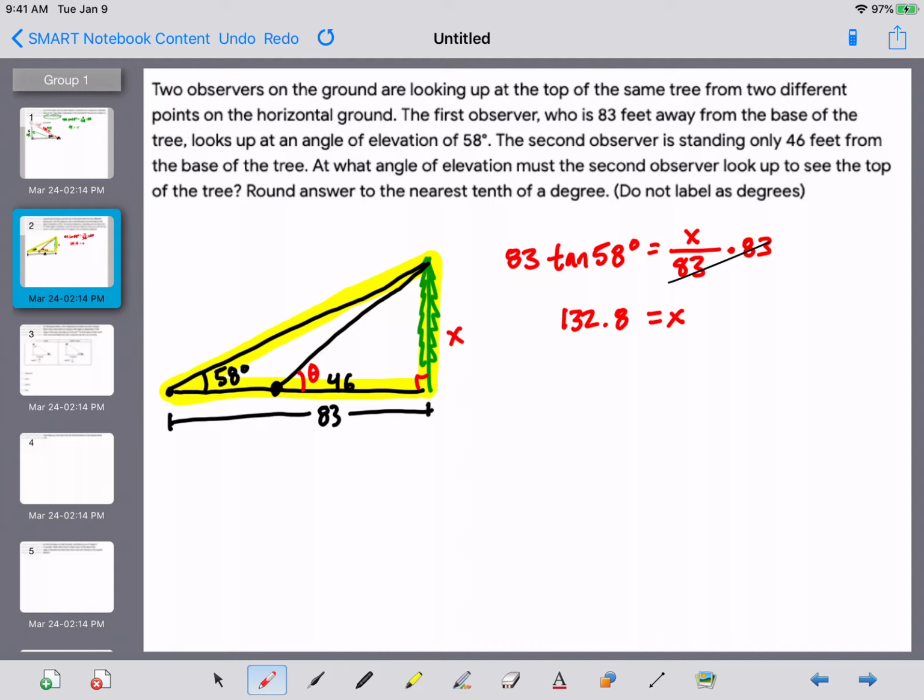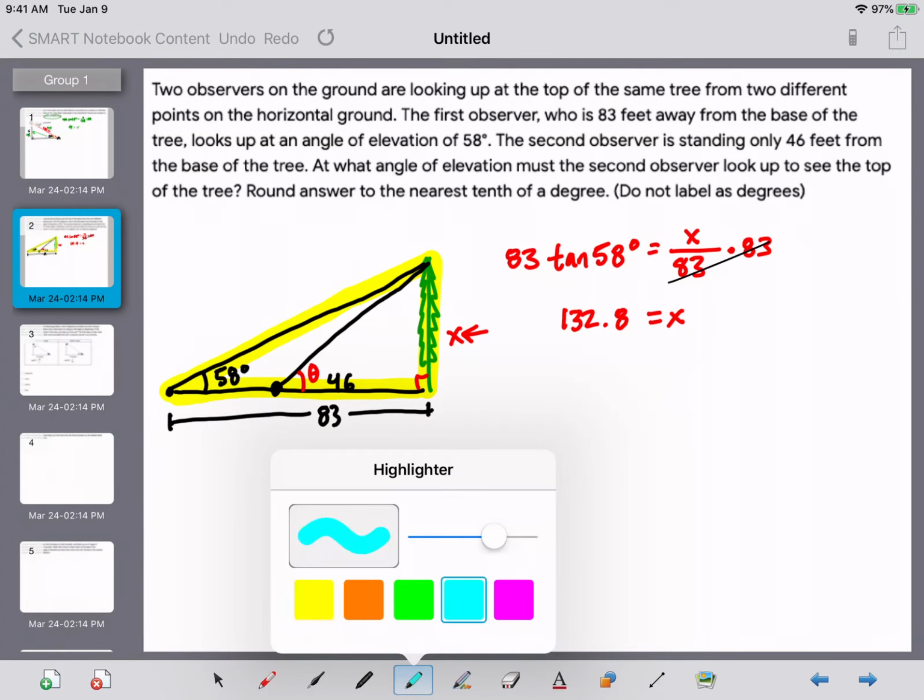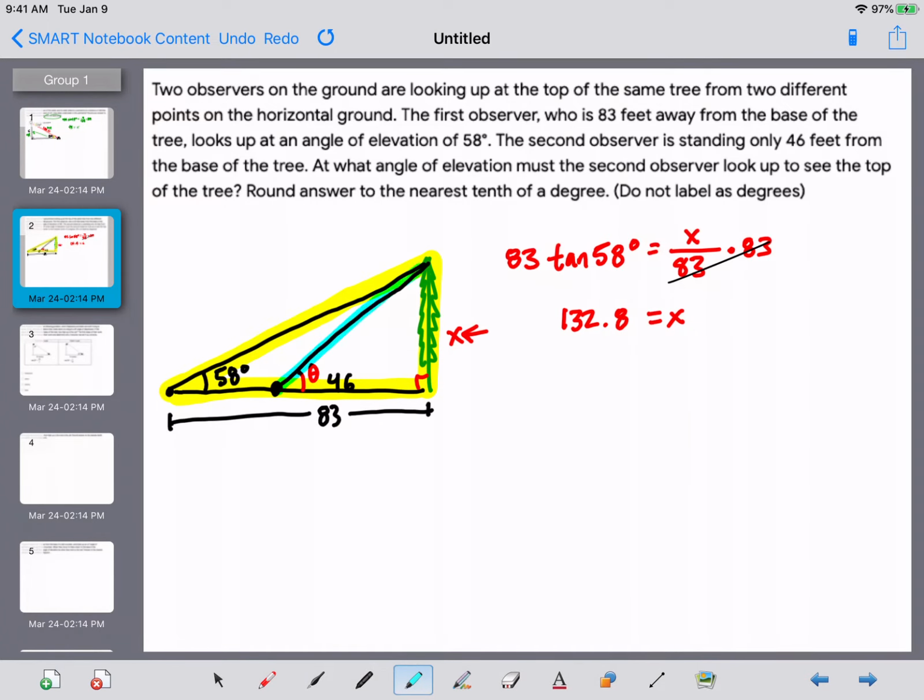So now that we know x right here, now we're going to look at this smaller triangle. So let me grab a different color here. And in this smaller triangle, we still have x is opposite. Now we know how long that is. 46 is adjacent, but now we don't know theta.